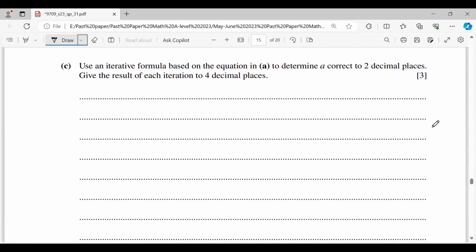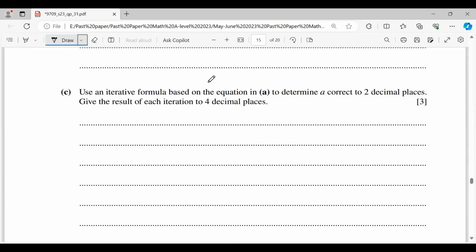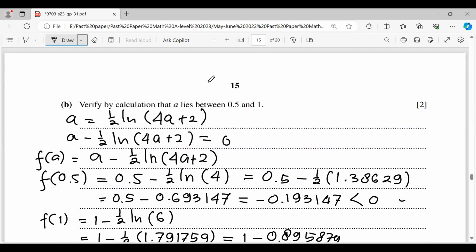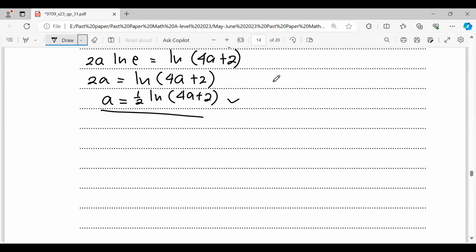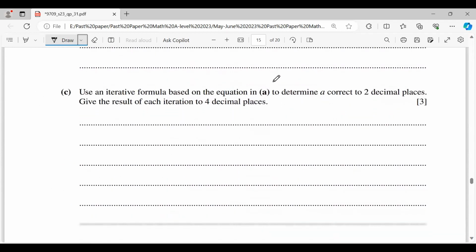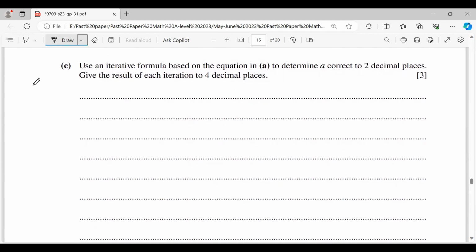Part (c): use an iterative formula based on the equation in (a) to determine a correct to two decimal places. Give the result of each iteration to four decimal places. Based on the equation in (a), this equation is one, so a equals 0.5 ln 4a plus 2.